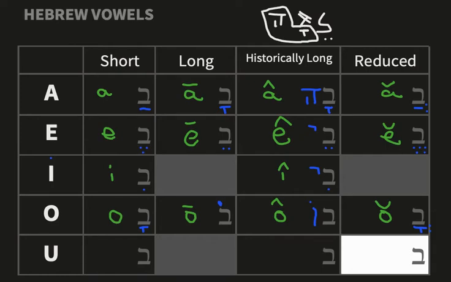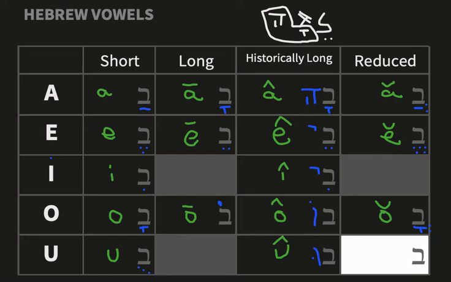And finally, with our U class vowels, the short U is called a kibutz, and it goes down, down, down. It's obviously our most distinct vowel marker. Unfortunately, it's one of the rarest ones, transliterated as a U, as in ruler or moon, an oo sound. The historically long U class vowel is a shurek, which is a vav with what looks like a dagesh in the middle of it. So a U sound as in pool or ruler. So those are A, I, and U class vowels.